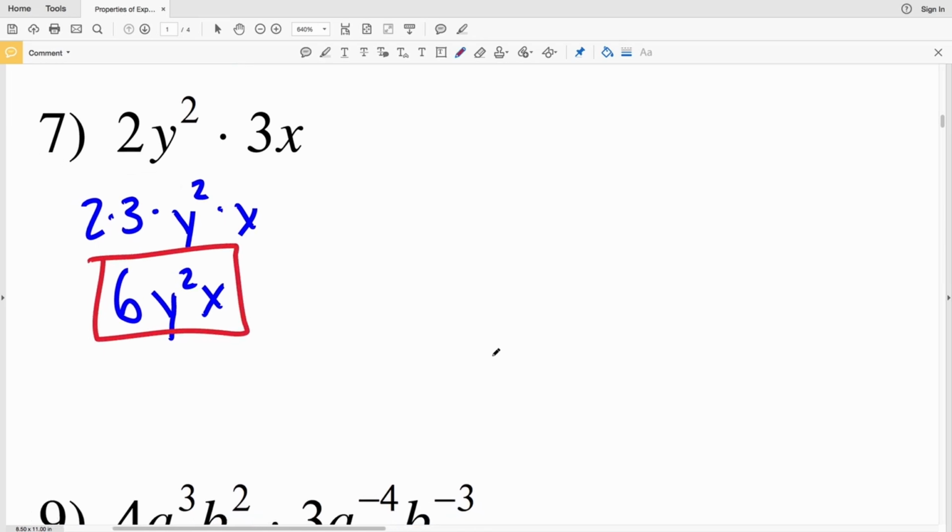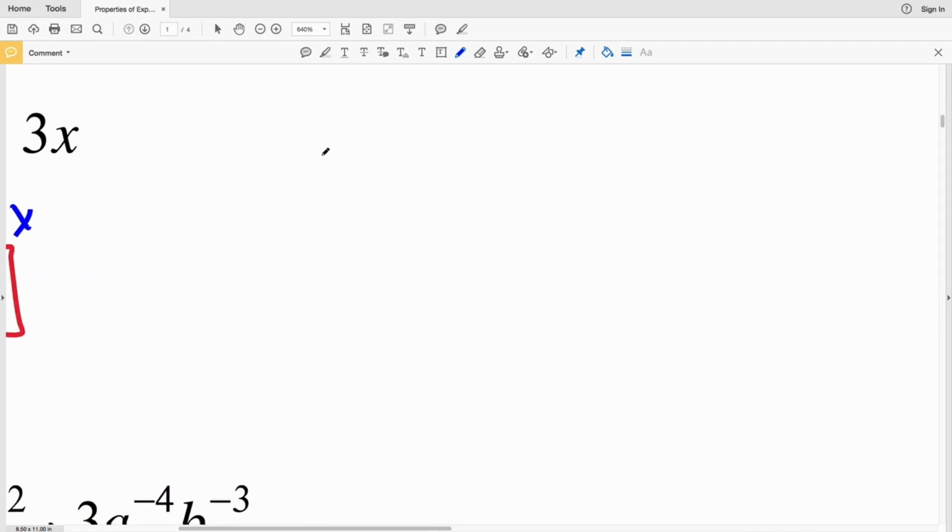Because remember, you can only combine terms with exponents when they have the same base. So even though x has an exponent of 1, the bases y and x are not the same.